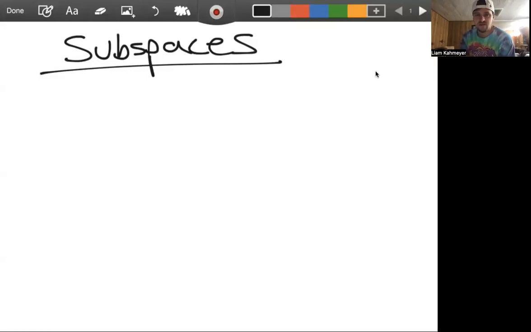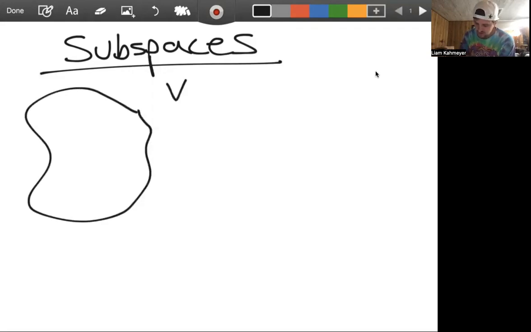We had the notion of a subspace in Rn, and now again, as we've done with spanning sets and linear combinations and linear independence, we want to build this notion to the setting of an arbitrary vector space. So let's let V be some arbitrary vector space here.